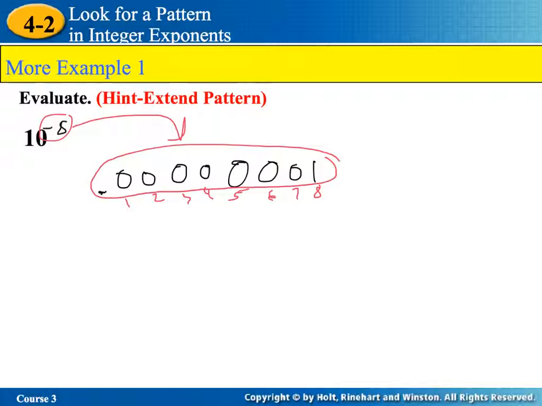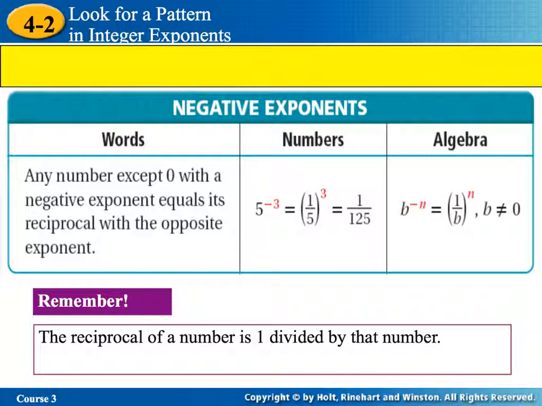All right? Now let's try other ones that are not powers of 10. It's going to be slightly different. So pause now. I want you to write down negative exponents. All right, so it says any number except for 0 with a negative exponent equals its reciprocal with the opposite exponent. Okay, think about that.